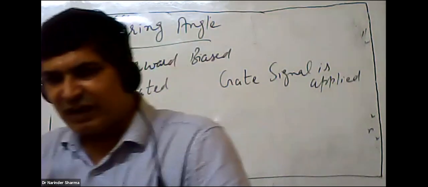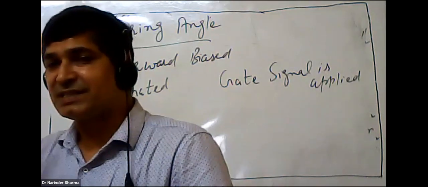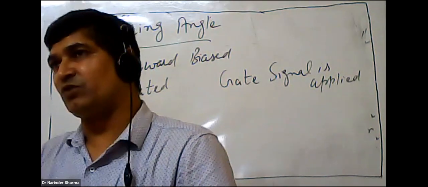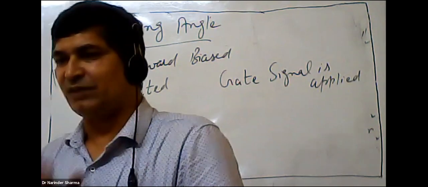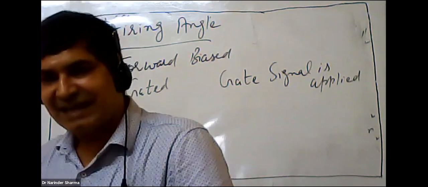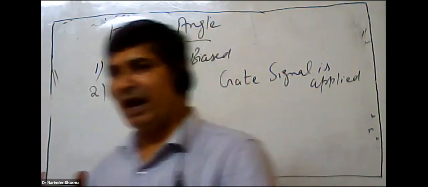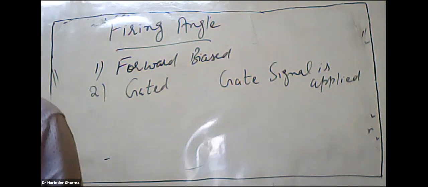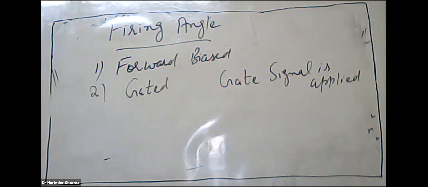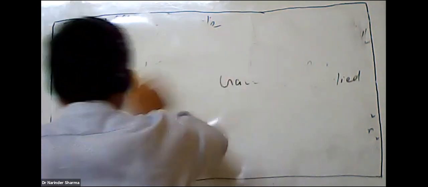Again, I repeat, there is a holding current. The gate current should be more than the holding current for it to conduct. So the gate signal should be high. Firing angle may also be defined as the angle measured from the instant the SCR gets forward biased to the instant it is triggered. To understand this, we'll draw one diagram.